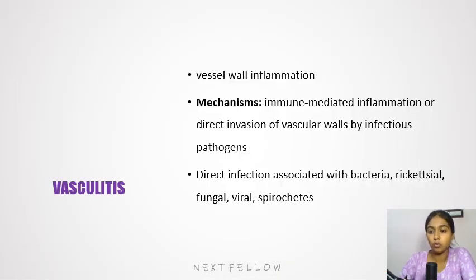So vasculitis. What you mean by vasculitis is vessel wall inflammation. The mechanisms underlying vasculitis are that it can be immune mediated, or a direct invasion of the vascular walls by infectious pathogens like bacteria, fungal, viral, rickettsial as well as spirochetes.